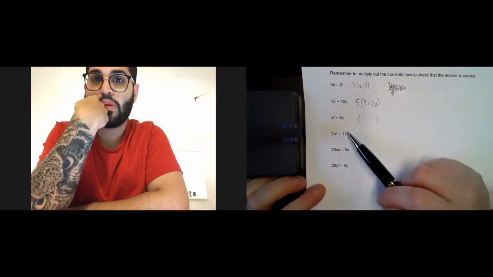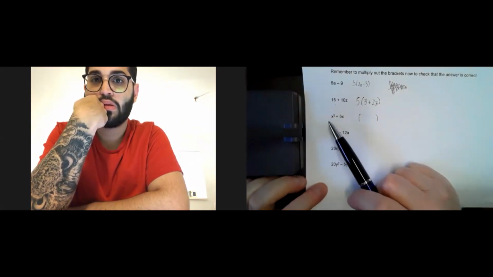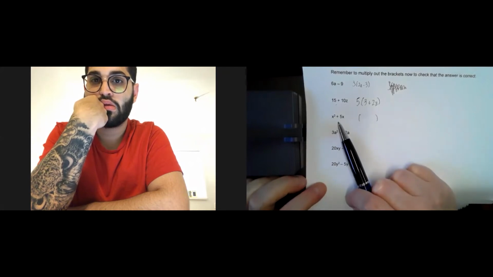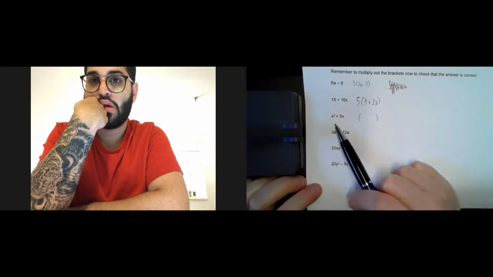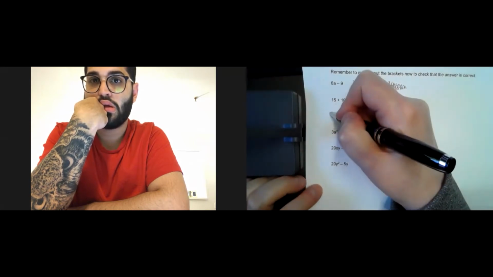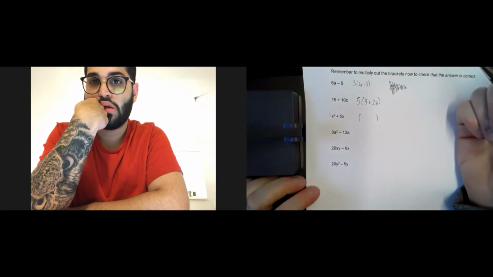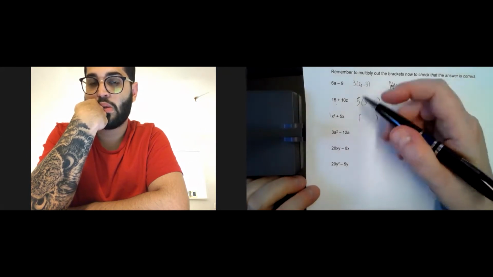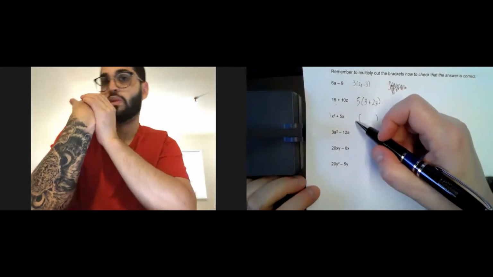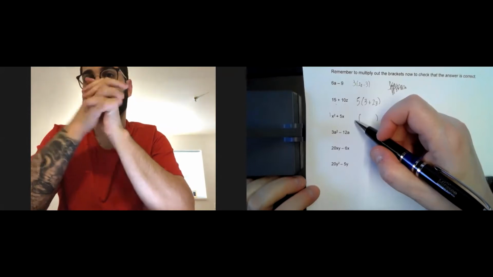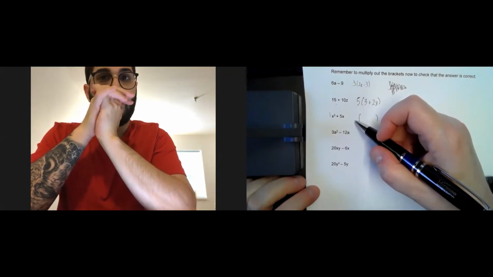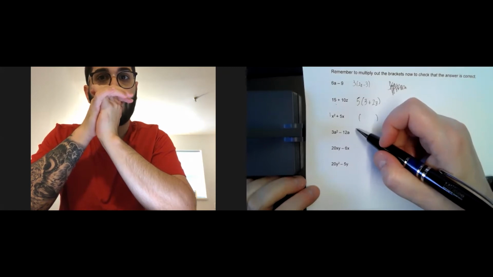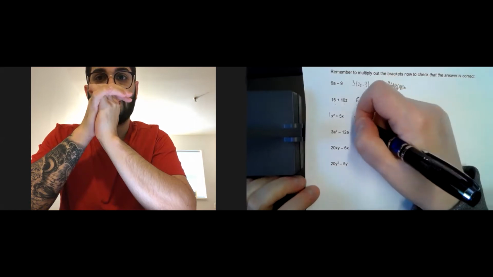All right, so we're looking at, now this one is not any harder than these two. Anytime you have a variable by itself, it's the same as if it were 1x. So in this case, what goes on the outside? An x? Yes, you got it.